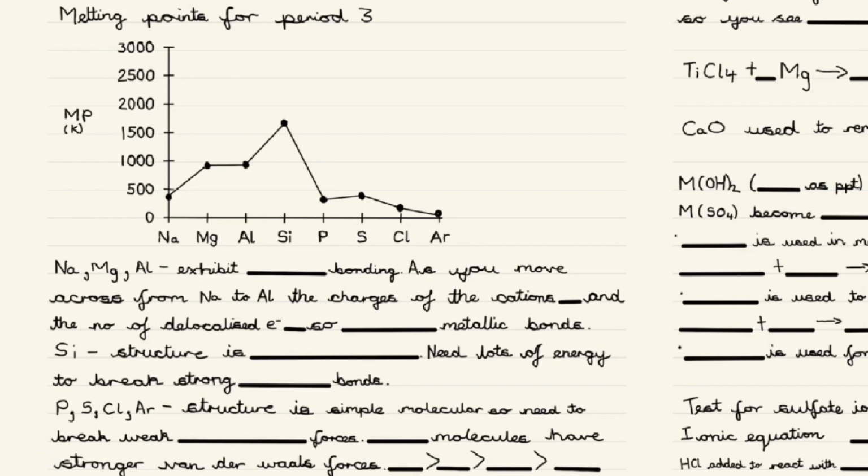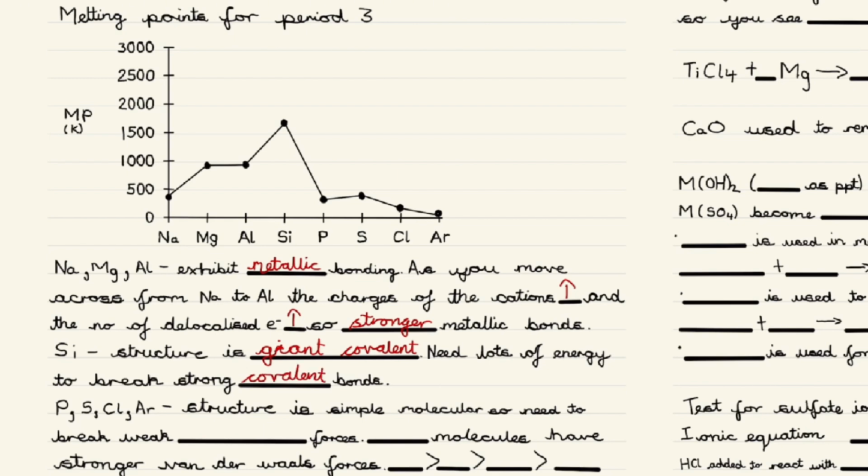So the graph for the melting points of period 3 looks like this, and you need to be able to explain why it looks like this. So for sodium, magnesium and aluminium, they all exhibit metallic bonding. So as you move from sodium to aluminium, the charges of the cations increase, and the number of delocalized electrons also increase. So you get stronger metallic bonds. And then the reason why silicon is so high is that it's a giant covalent structure. So you need lots of energy to break the strong covalent bonds.